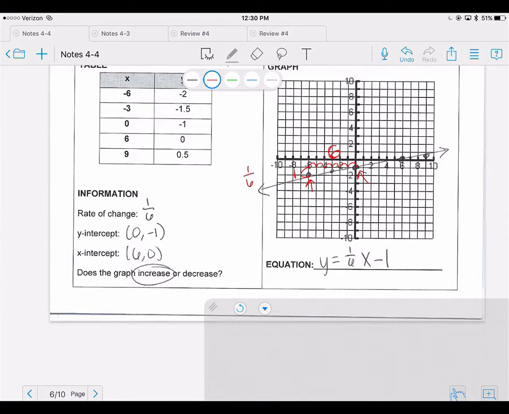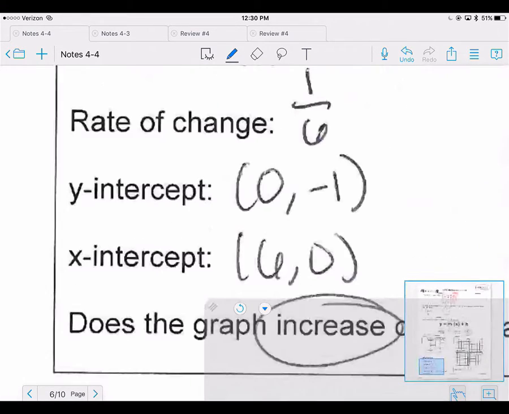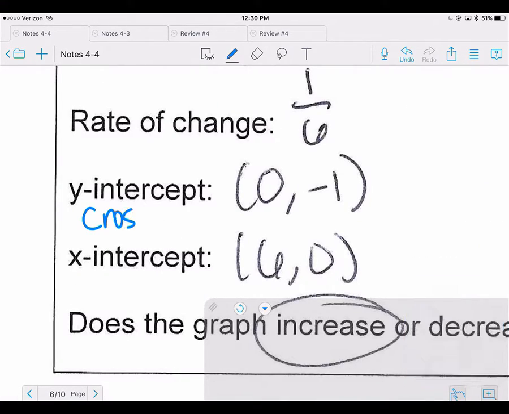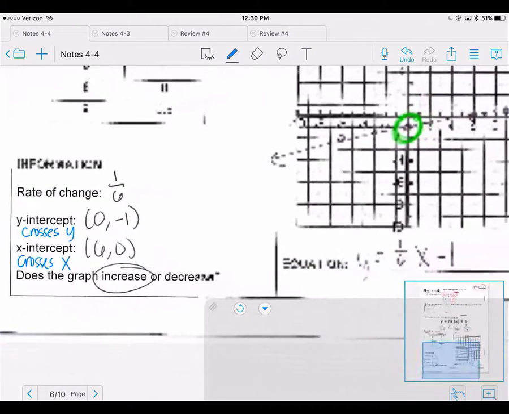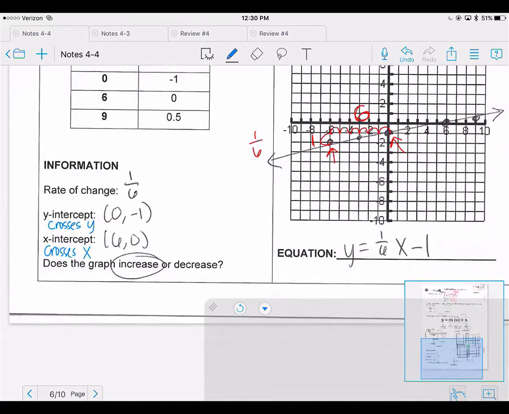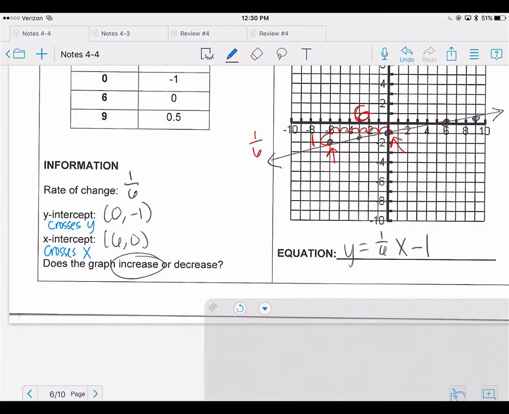My x-intercept is where it crosses the x-axis. So y-intercept is where it crosses y. X-intercept is where it crosses x. You might want to be writing this down. It crosses y at a -1. And then it crosses my x at 6. Now your x-intercept is something you need to be able to see and recognize, but it is not something that goes into your equation. And then this graph is increasing because it's going up. If we were to put our little bodies on it and ride the line, we'd be going up.